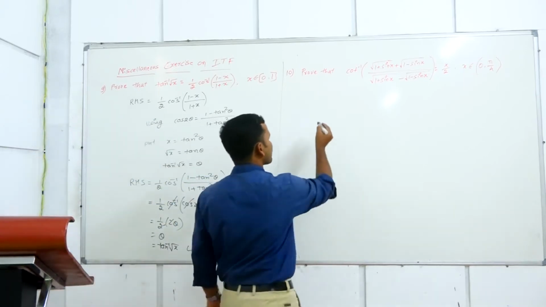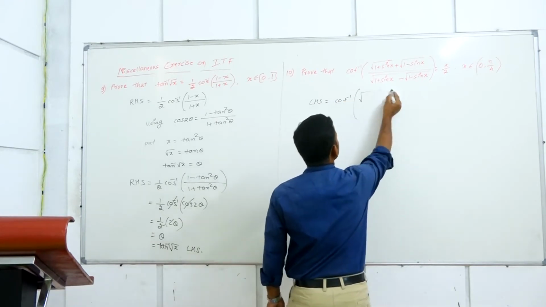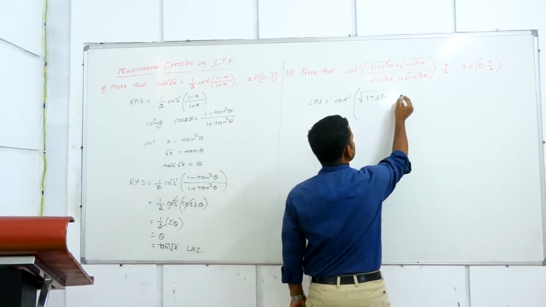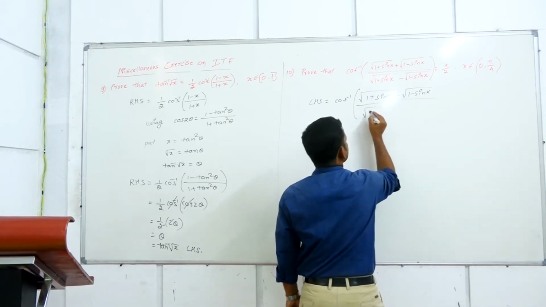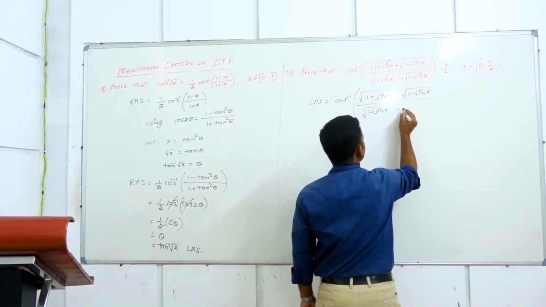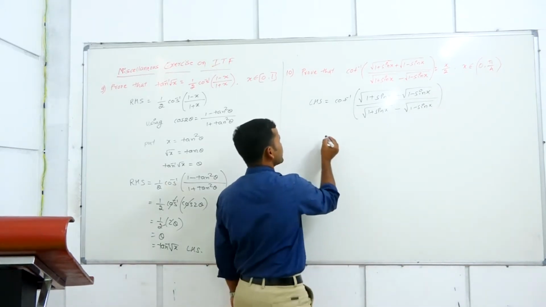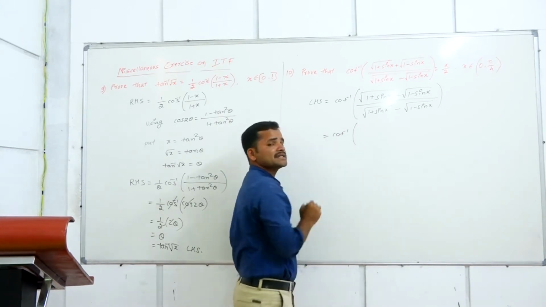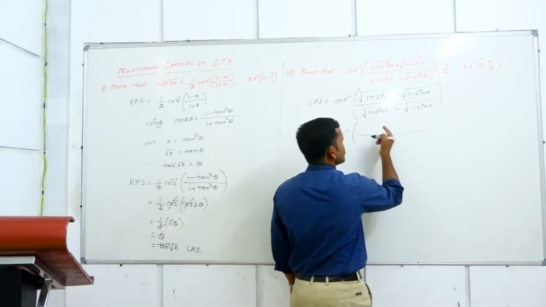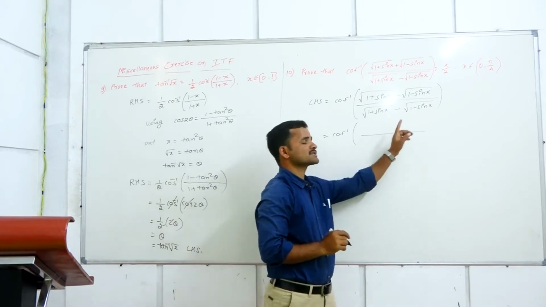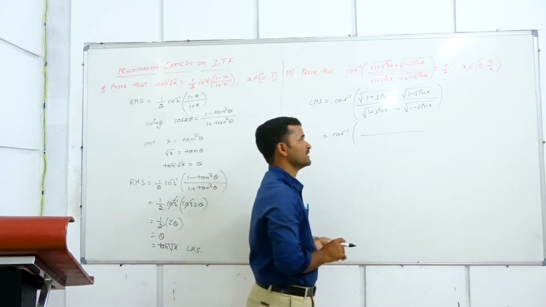Here you take the LHS. LHS is equal to cot inverse of (square root of 1 plus sin x plus square root of 1 minus sin x) divided by (square root of 1 plus sin x minus square root of 1 minus sin x). Okay, to simplify this, I will rationalize the denominator. The rationalizing factor of this one is square root of 1 plus sin x plus square root of 1 minus sin x. So, with that I will multiply numerator and denominator.